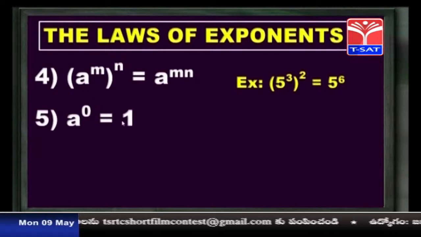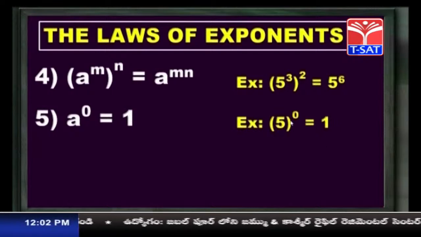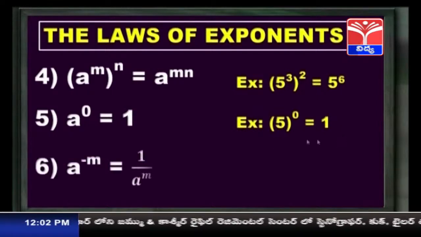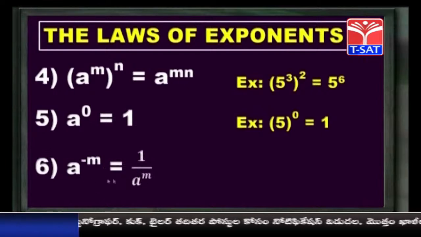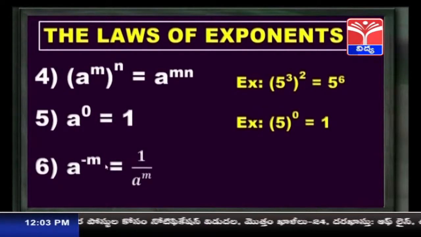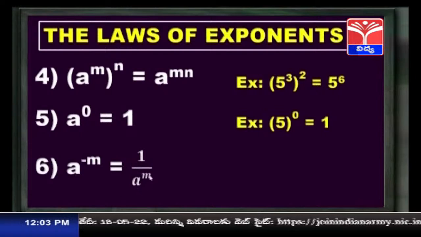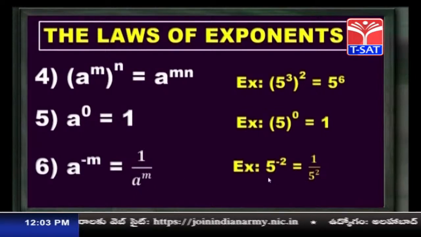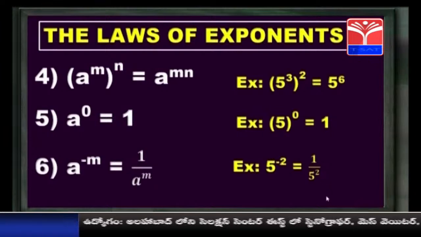And also a power 0 is equal to 1. The example, 5 power 0 is equal to 1. And the sixth one, a power minus m: if the power is negative, it will come into the denominator, that is a power minus m is equal to 1 by a power m. The example is 5 power minus 2, which you can write as 1 by 5 square.